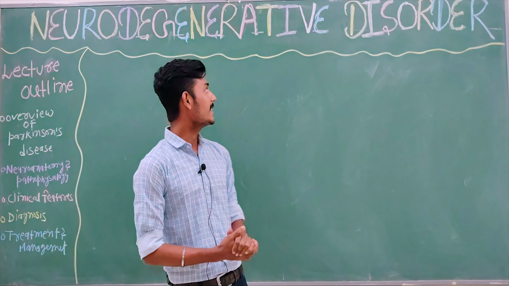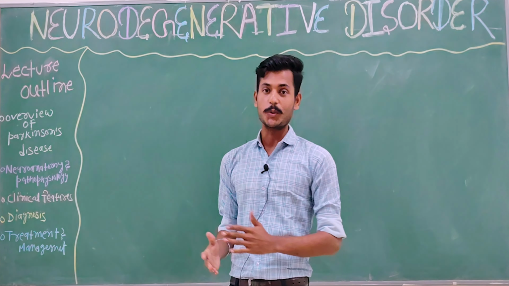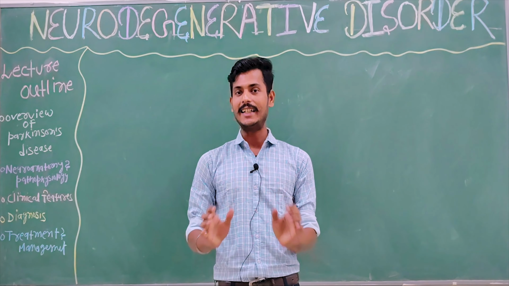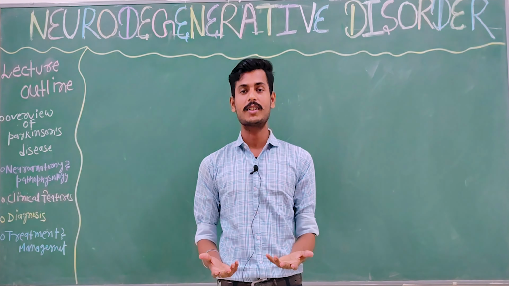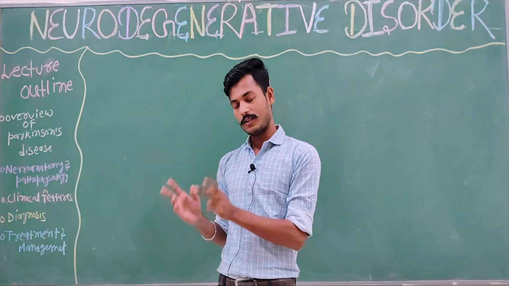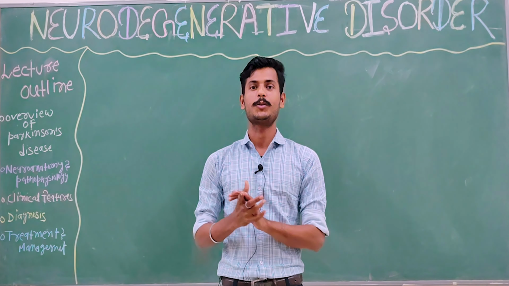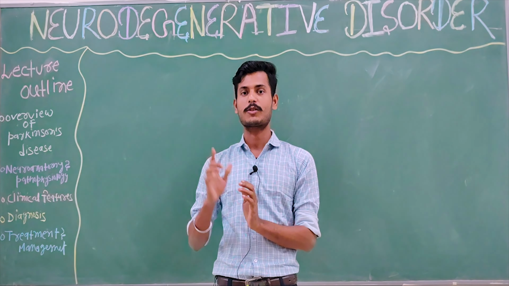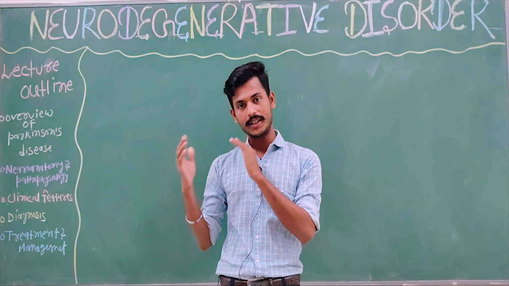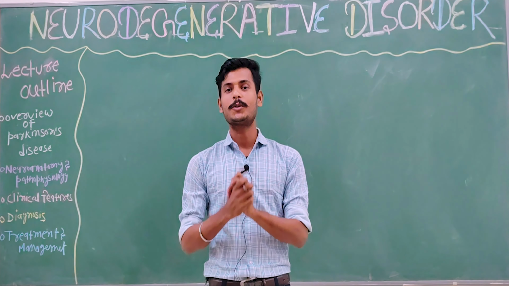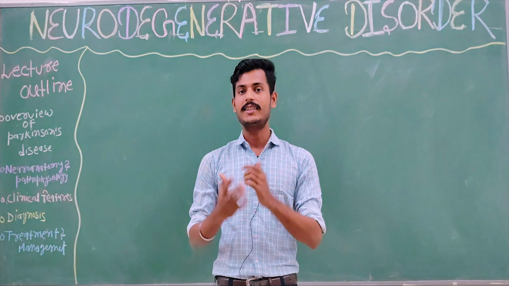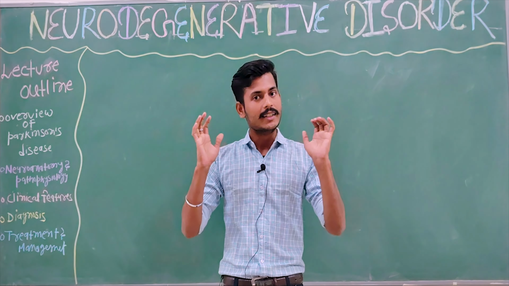We started a series of lectures about neurodegenerative disorders. Until now we have discussed what neurodegenerative disorders are, and we also discussed that there are two types. The first is Alzheimer's disease, which we already covered in our previous class. In today's class, I'm going to discuss another disease called Parkinson's disease.